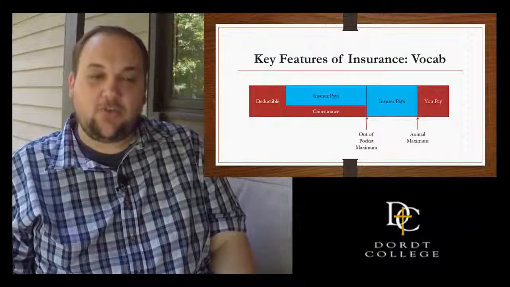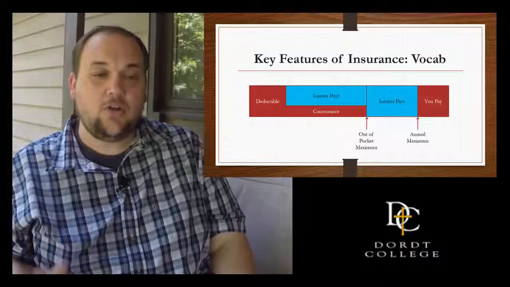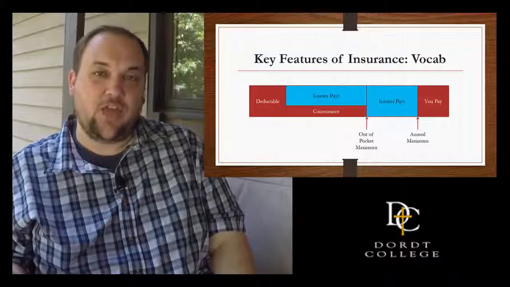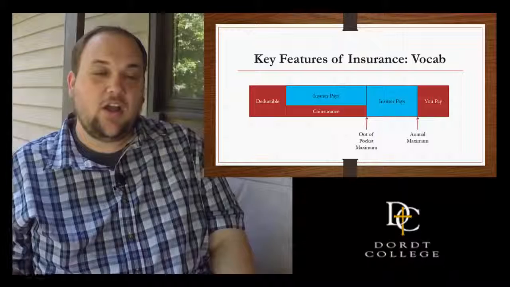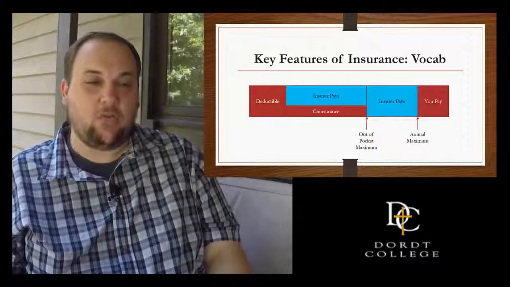After you hit your deductible, then if your insurance happens to have something called coinsurance, and not all do, then what happens is you divide up your costs after that until you hit a certain point. That certain point is called the out-of-pocket maximum. So let's look at an example of how that would work.